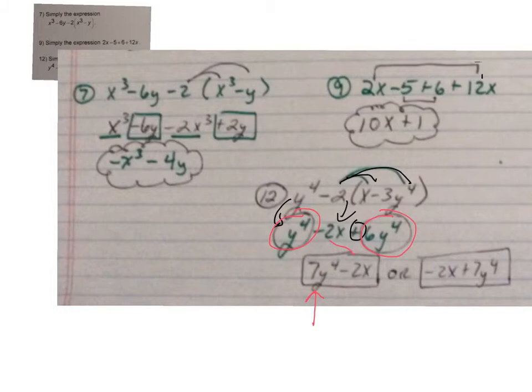And then I simply brought down the negative 2x. Or I could switch around and write negative 2x plus the 7y to the fourth. The negative 2x remains negative, the 7y remains positive.